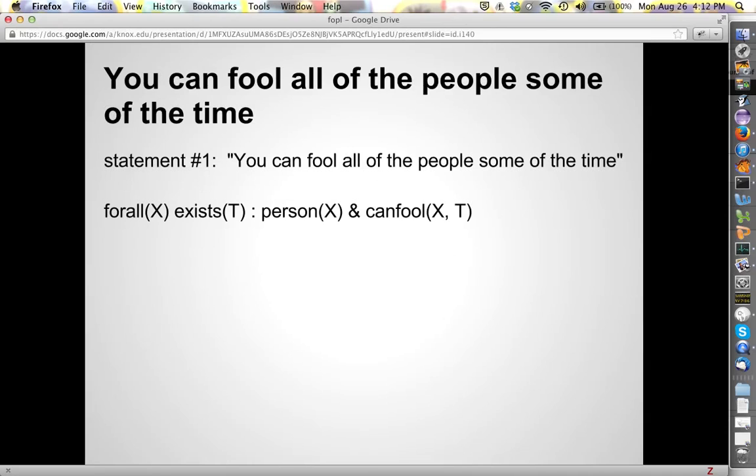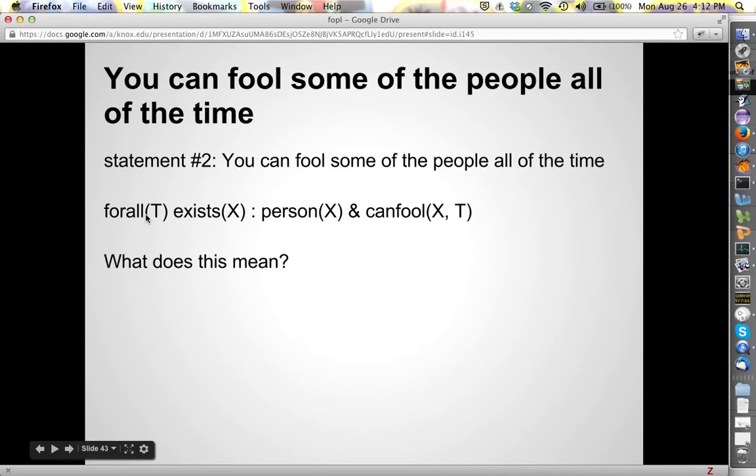Well, one way is to say that the act of fooling also requires time. So the first statement, you can fool all the people some of the time. Well, for all x, there exists some t such that x is a person, and x can be fooled at time t. So let's say that that's what this predicate means: x, t means x can be fooled at time t. And statement number two, well, for all times, there exists an x such that x is a person, and we can fool x at time t. So this is saying you can fool some of the people all of the time. So this is a little bit different. For all times, there exists some person that can be fooled. Okay, that seems to work.